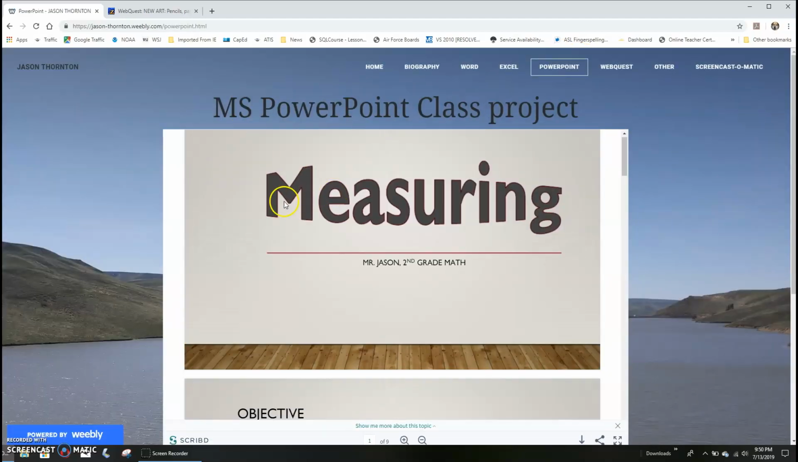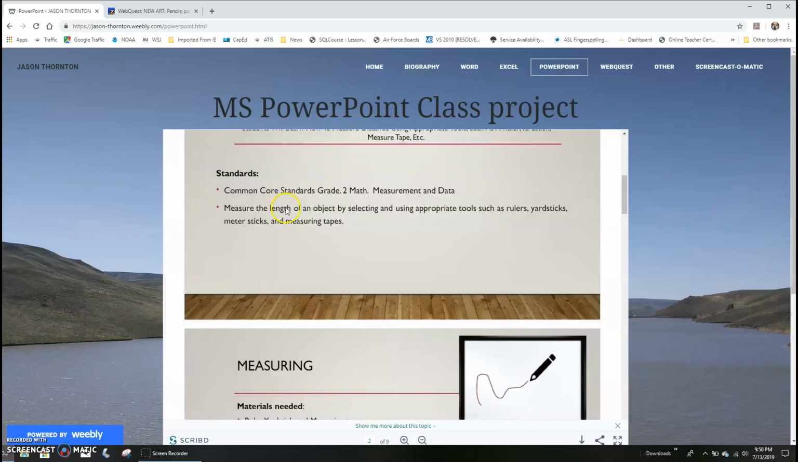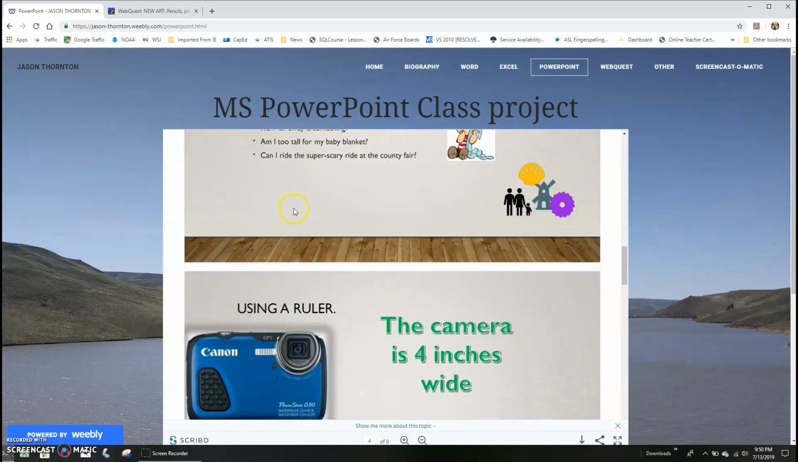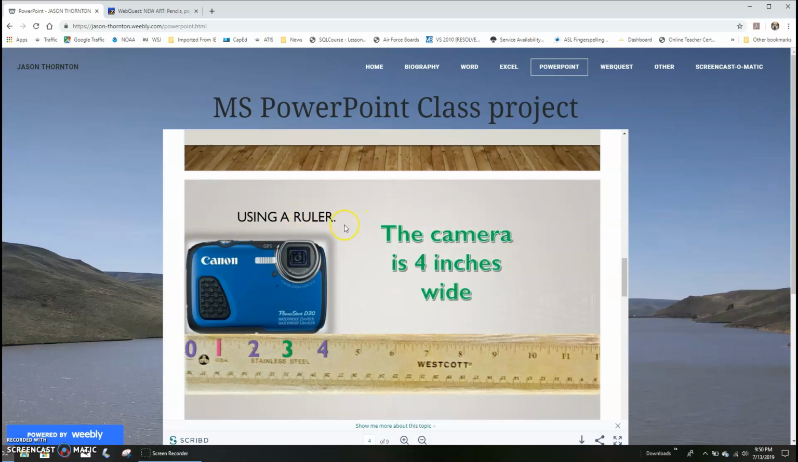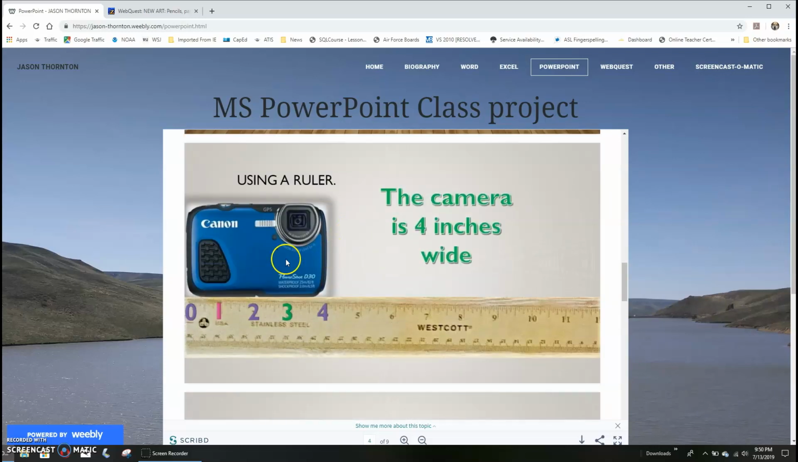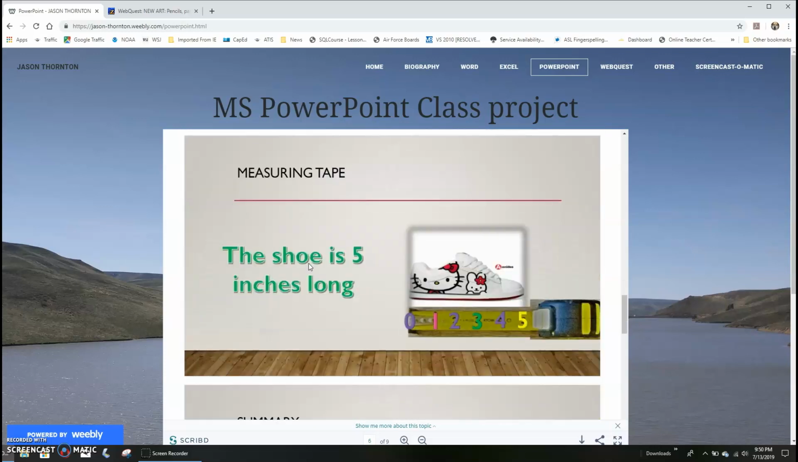This is our first lesson PowerPoint project. It's about measuring. I had a lot of fun with it because I used moving elements to help explain the lesson. So in this one, the camera floated in and the students were able to count as it happened. In this one, the measuring tape actually moved out to give us a counting number. So that was kind of fun.